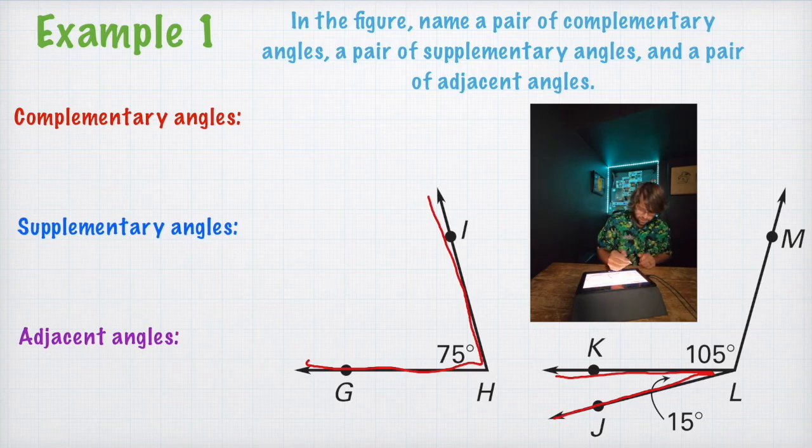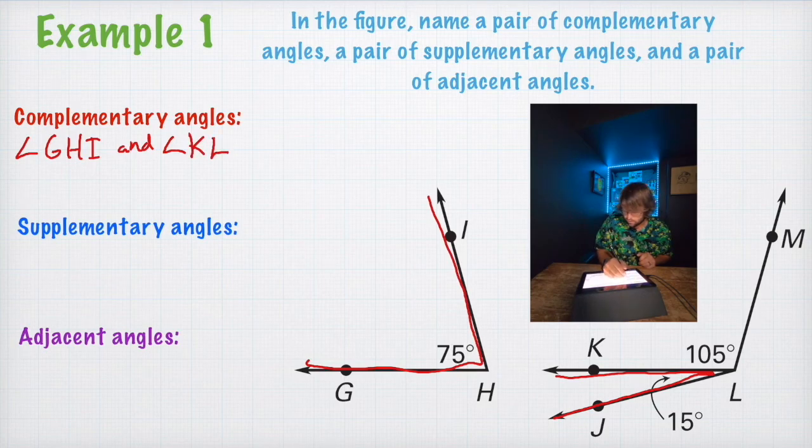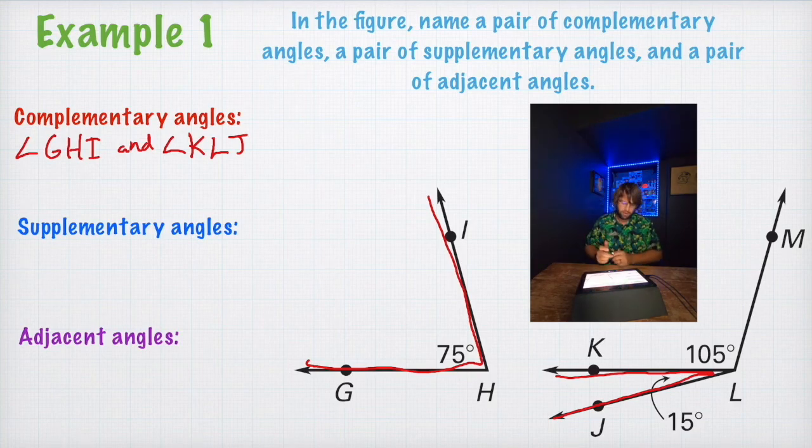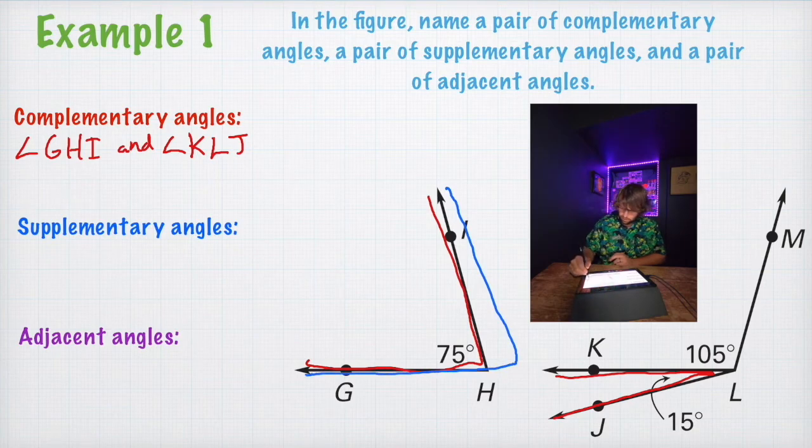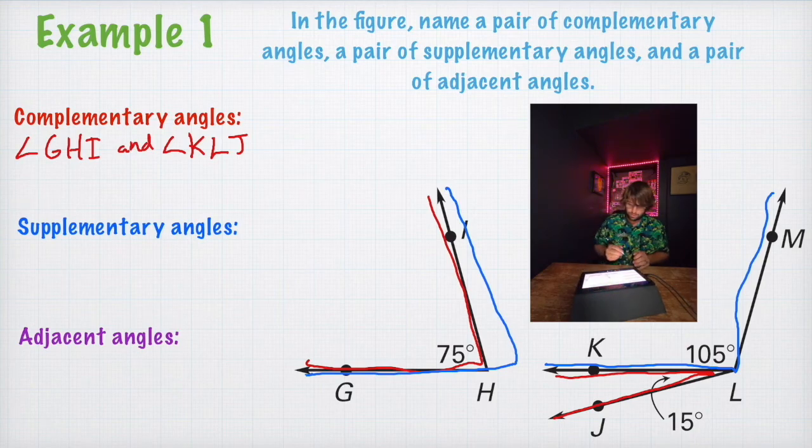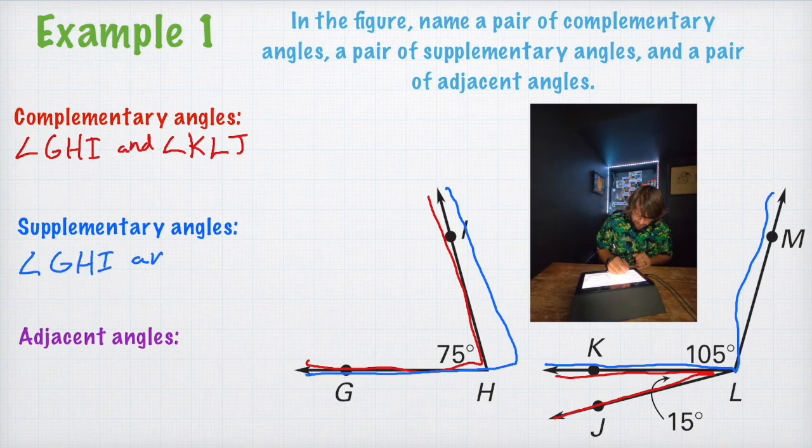So we're going to say for complementary angles, angle GHI and angle KLJ are going to be our complementary angles. Supplementary angles are going to be our two angles that are going to add up to equal 180 degrees. So if we look at it, we know that 75 plus 105 is going to equal 180. So those two angles are going to be our supplementary angles. So angles GHI again and angle KLM.